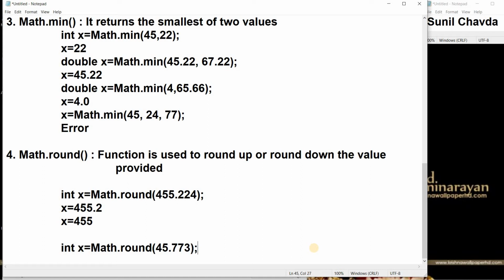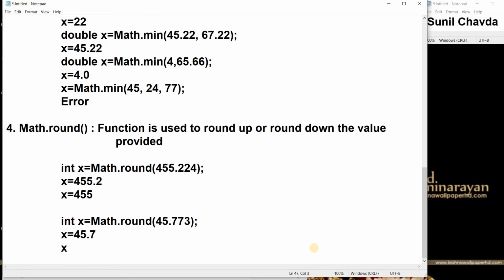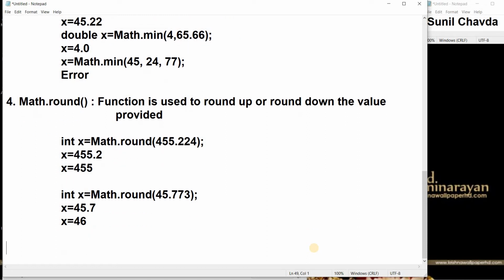If you write int x is equal to Math.round and this time I am providing a number which is greater than 5, then in that case, the first step, as I told you, is that it will remove all the decimals and keep only the first decimal point. After that, I see the number after the point is bigger than 5, so 45 will become 46. Understood how Math.round is working? Yes, children?